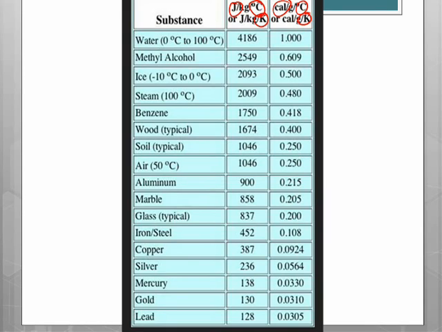We can see water up here has a very high heat capacity. It means it can hold heat very well. That's why water is a great place to live for living organisms like fish. It holds heat very well. That's why it doesn't freeze over the winter.